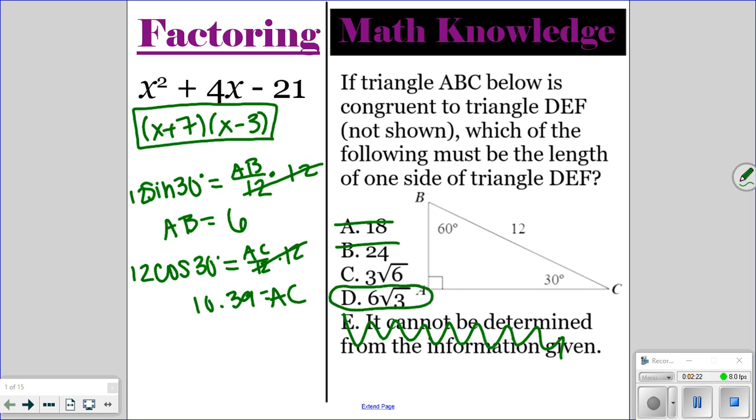So if you didn't know how to do that one, that's completely okay. We are going to learn sine, cosine, and tangent later this year. But some of y'all may already know it. So if so, that's great.